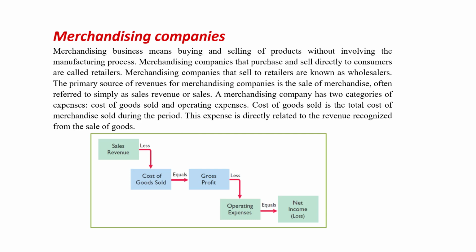The primary source of revenues for merchandising companies is the sale of merchandise, often referred to simply as sales revenue or sales. A merchandising company has two categories of expenses: cost of goods sold and operating expenses. Cost of goods sold is the total cost of merchandise sold during the period. This expense is directly related to the revenue recognized from the sale of goods.